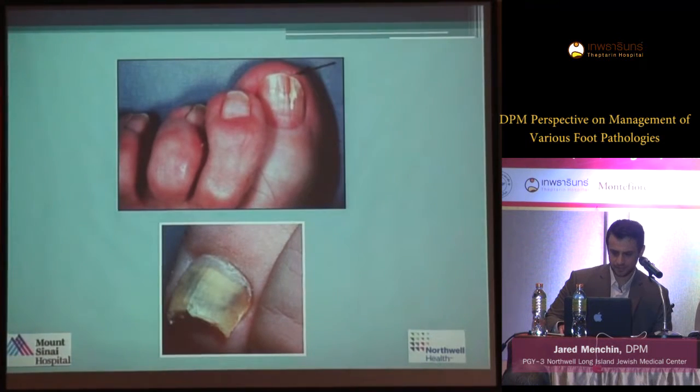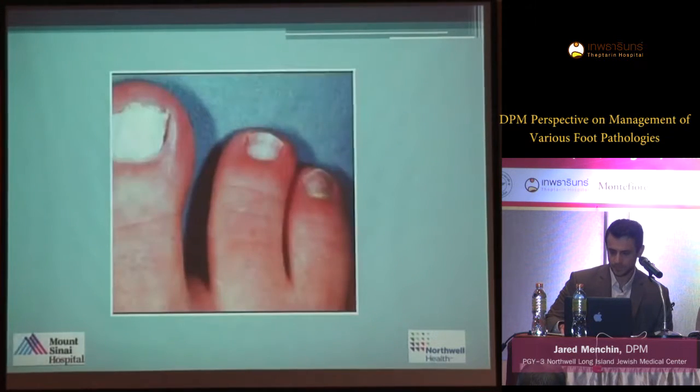So here's the most common type that you're going to see and treat. It's called distal lateral subungual onychomycosis. Most likely this is going to be caused by the dermatophyte Trichophyton rubrum. The next type that you're going to see, you can see on the hallux nail, the big toenail, is called white superficial onychomycosis. This is generally going to be caused by Trichophyton mentagrophytes, although Trichophyton rubrum, Candida, and some other mold species can cause this as well.